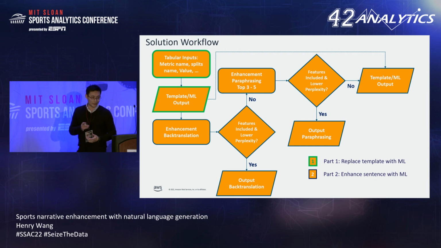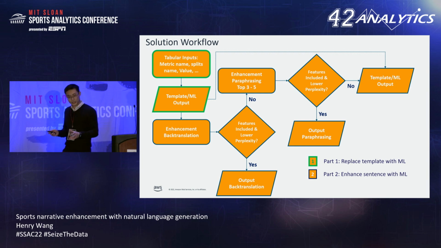So we do the back translation first, and we look for whether the features that were present in the original tabular inputs are present in this output. If they are, great, we output the back translation result directly. If not, we go to the next phase, which is enhancement using a paraphraser. Similarly, we check whether the keywords are present or not. If by the end we find keywords that are not in the output, we will just generate from the pipeline directly the original ML output, or the output similar to the template, to make sure we capture all the key information. However, if during this process we find better alternatives that still maintain the key information, we will output those.